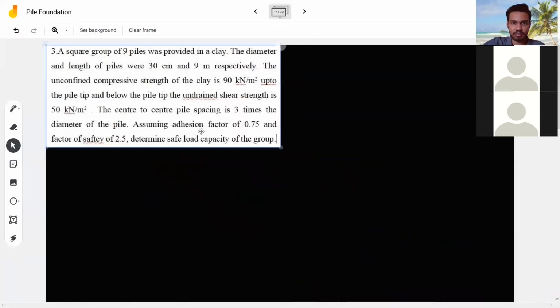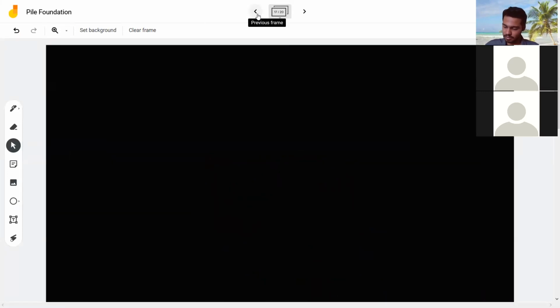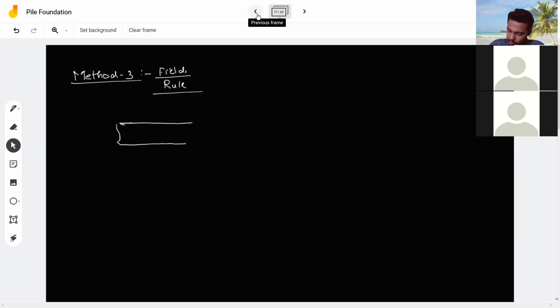Last method, we will end with that. Take this sum afterwards. The last method is called method 3. That is Field's method, Field's rule. What happens in this? He has told that if you have a pile group, let me think I have 2 piles. I'm calculating the group efficiency of the pile. How many piles do I have? I have 2 piles. Now this is equal to, you will reduce, just write it here. You will reduce 1/16th value of the nearest pile.